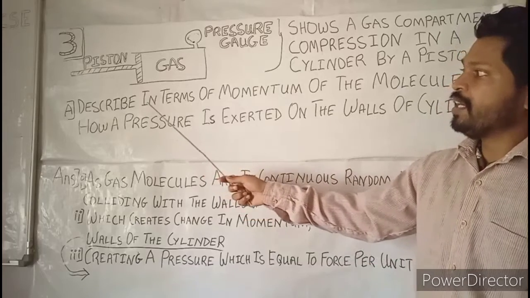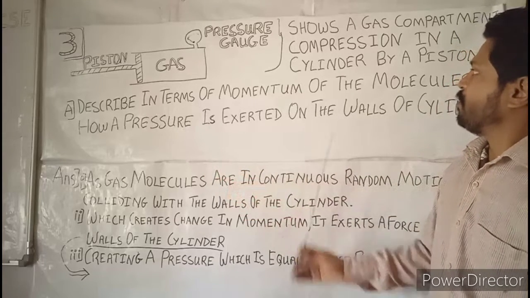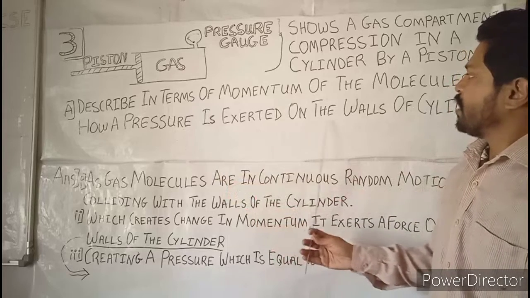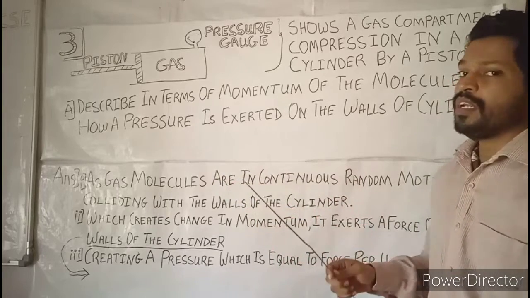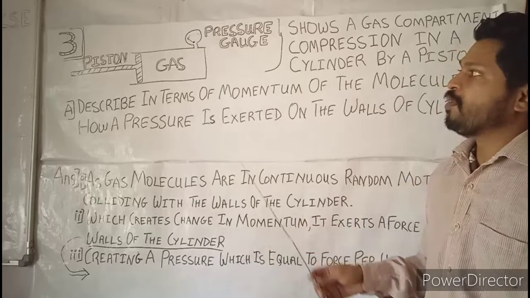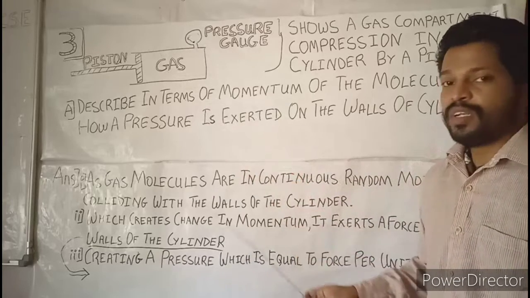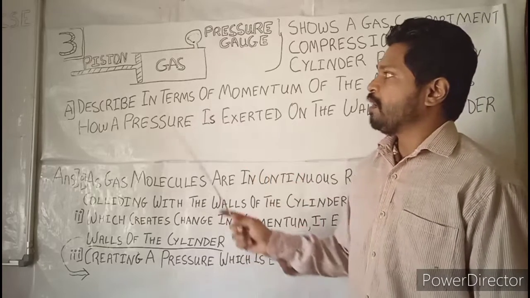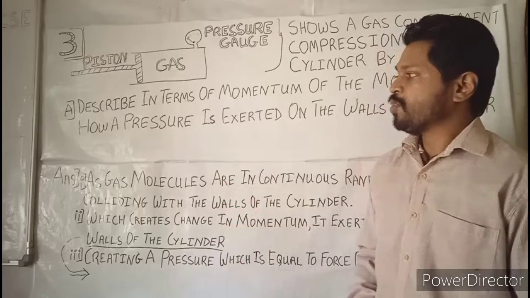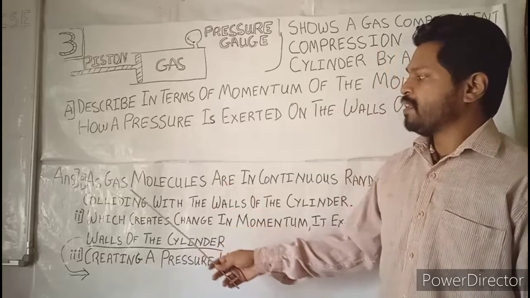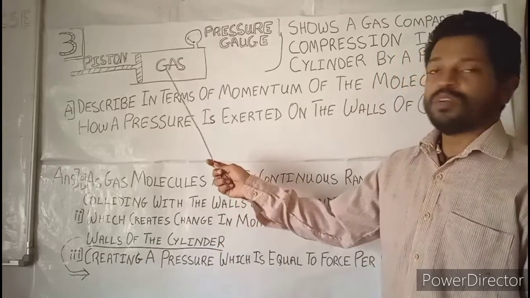So the first question is: describe in terms of momentum of the molecules how a pressure is exerted on the walls of the cylinder. We need to explain how a pressure is exerted on the walls of the cylinder. So we will be explaining that. This question's answer is gas molecules. There are many gas molecules, right?